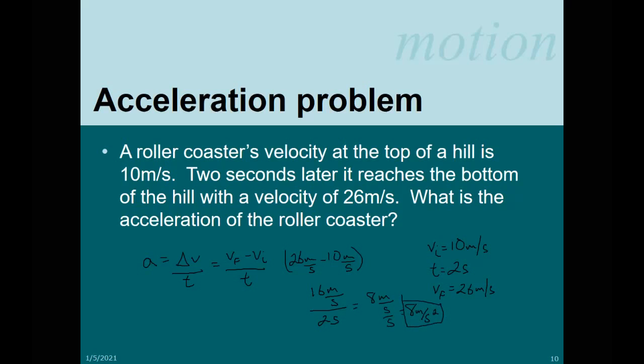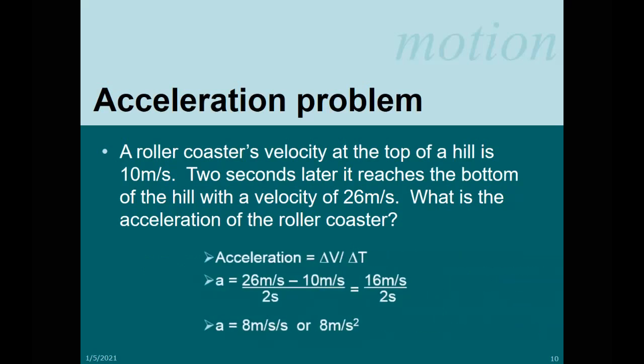All right, so we can clear this off and have the one that I did on the computer so you can see it more easily if it's easier to read. There you go. Acceleration, delta v over delta t, 26 meters per second minus 10 meters per second over 2 seconds, 16 meters per second over 2 seconds. Acceleration is 8 meters per second squared.